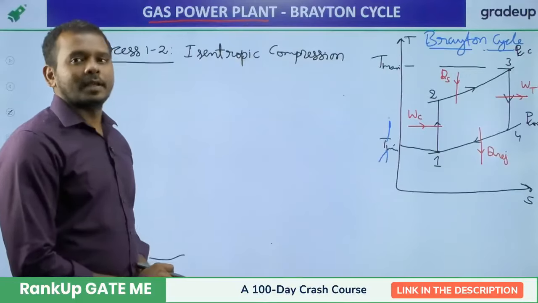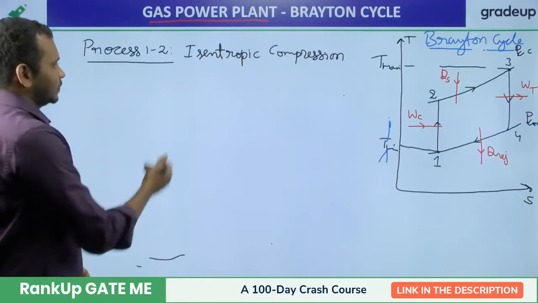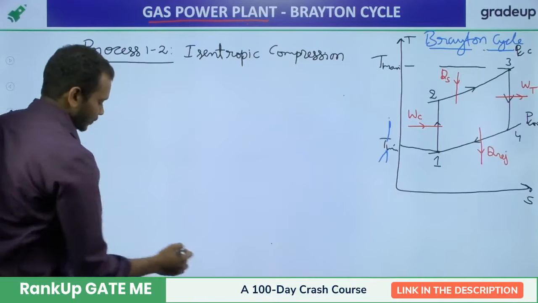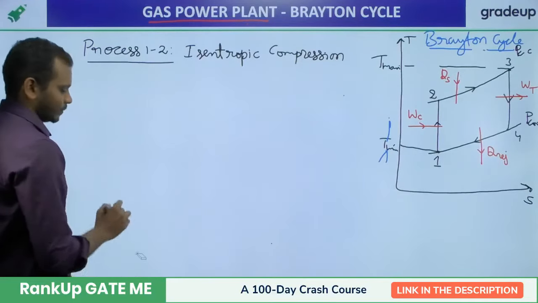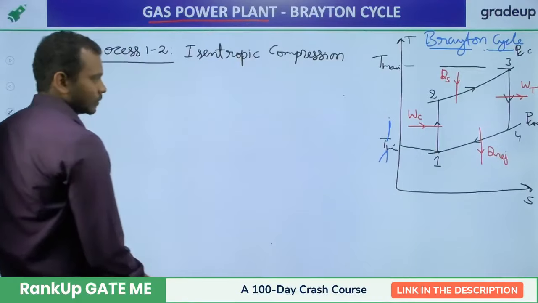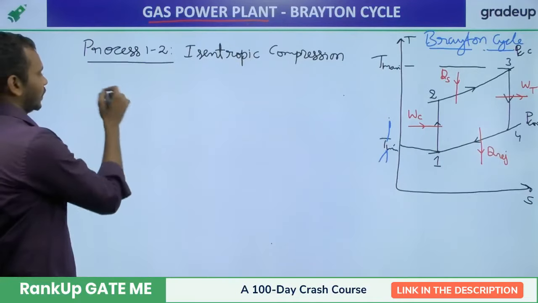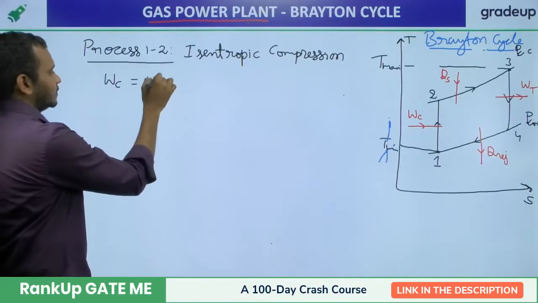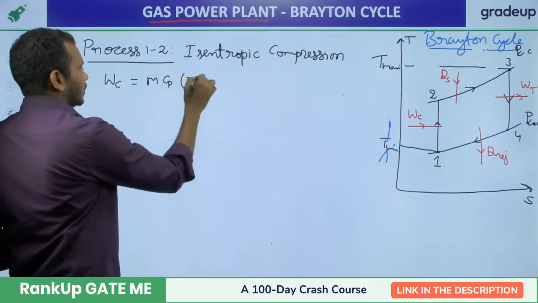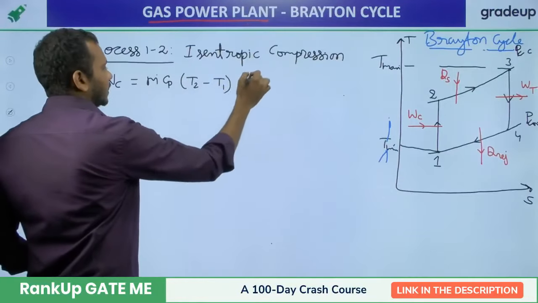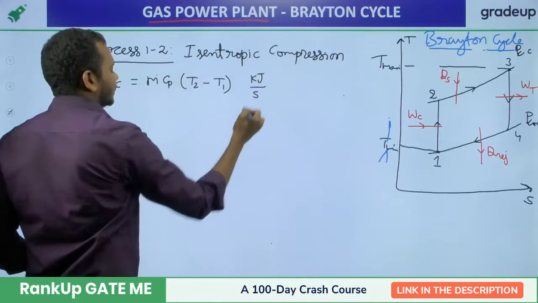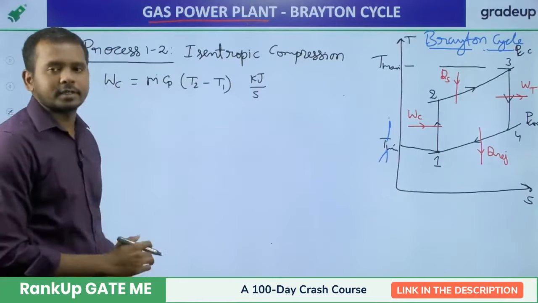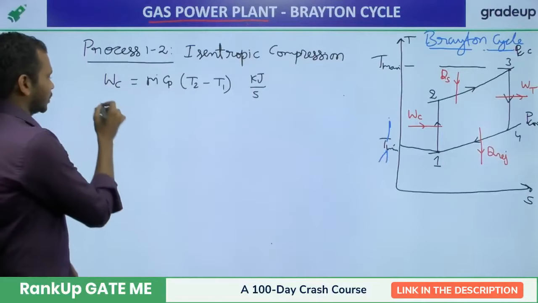Right, so 1 to 2 is isentropic compression. So for 1 to 2 we see the isentropic work. What is the isentropic work? WC, that is the work supplied to the compressor, is m Cp into T2 minus T1, either in kilojoule per second or joule per second, depending on the units you have substituted. You'll get either kilojoule per second or joules per second if you have used the mass flow rate. Okay. Now process 2 to 3.